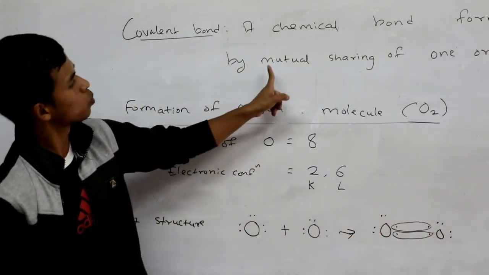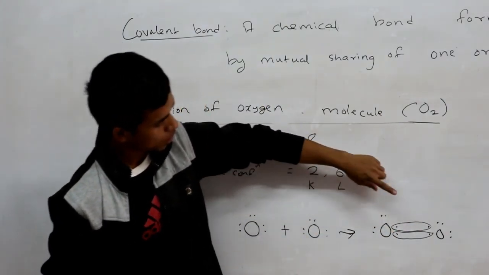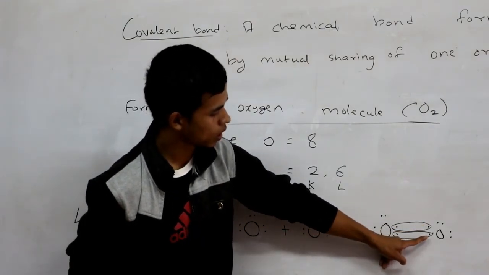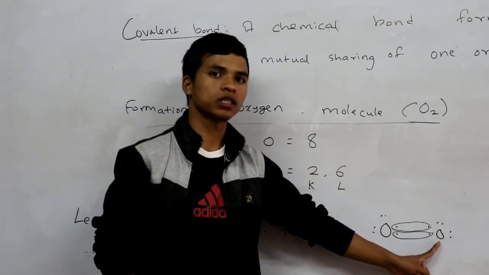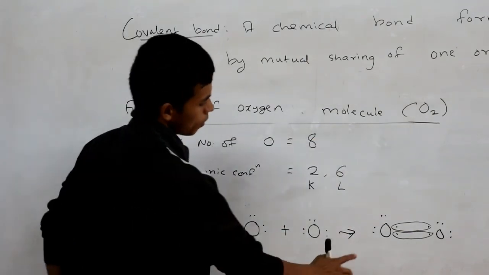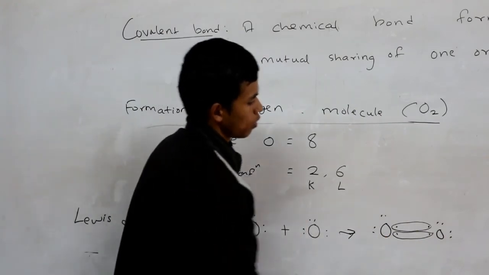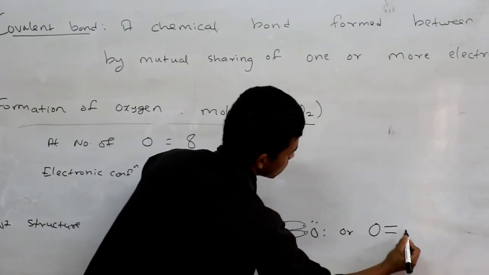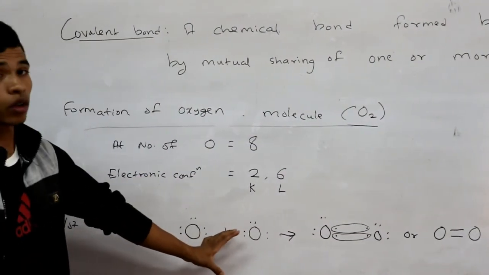So there is mutual sharing of electrons, and when these electron pairs are shared, see, this oxygen will have 1, 2, 3, 4, 5, 6, 7, 8 electrons. So this oxygen will have 8 electrons, and so does this oxygen. So in this case, the oxygen molecule is stable. Because here there are 2 electron pairs shared between these 2 oxygen atoms, we can also represent this by 2 straight lines like this. So in this case, the oxygen molecule is formed.